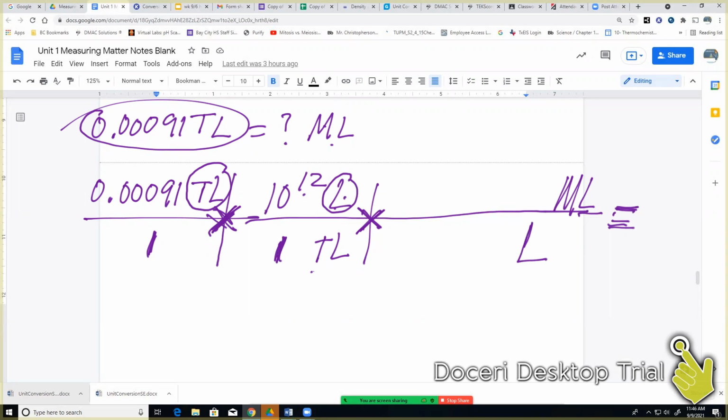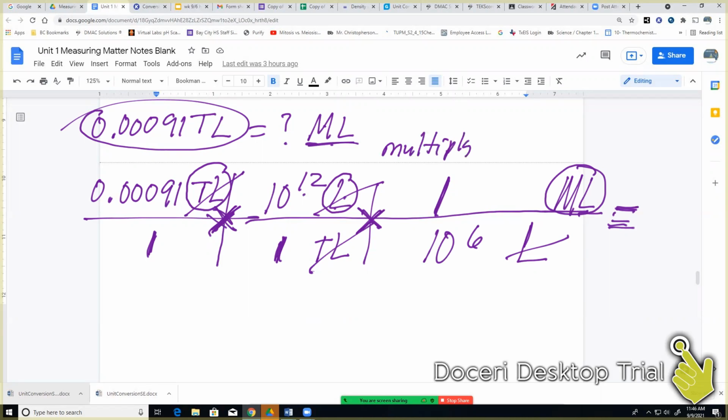And we know this conversion. We know that 1 megaliter is equal to 10 to the 6 liters. That's the big M, not the little m. That can get confusing. I double check that my units cancel, which they do. I'm left with just megaliters, which is what I wanted. And now to finish it, you multiply across.